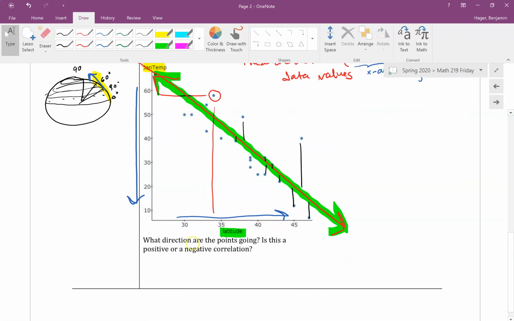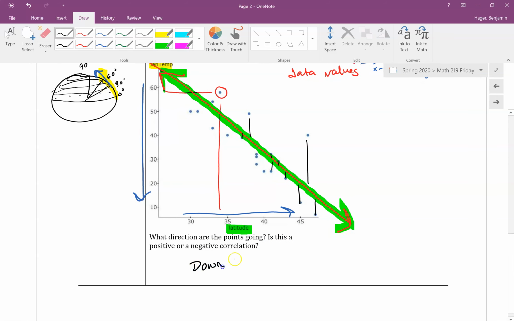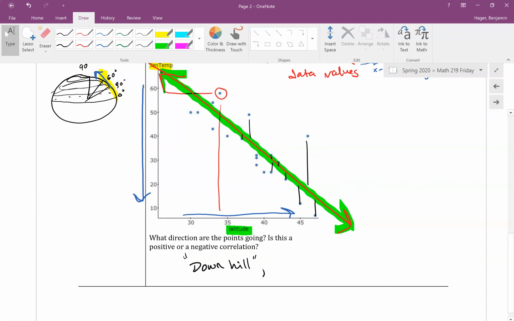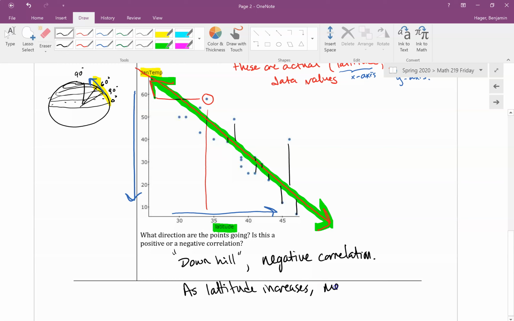Let's see. What direction are the points going? Is this positive or negative correlation? Well, it's going downhill. So we're looking at negative correlation. We could say that as latitude increases, mean January temp decreases.